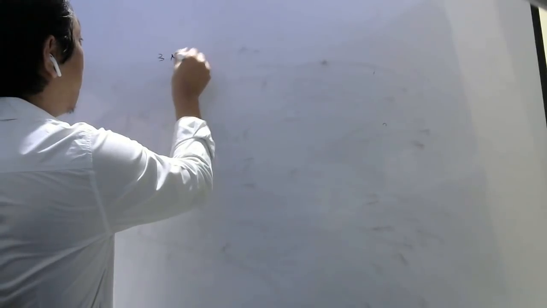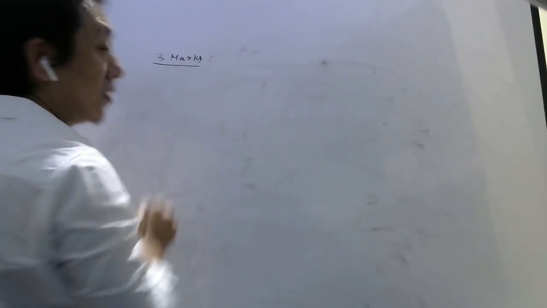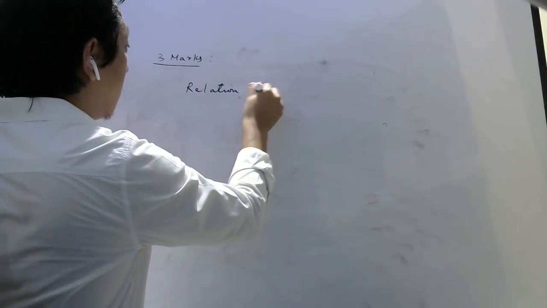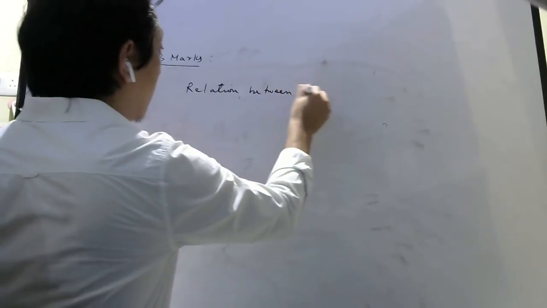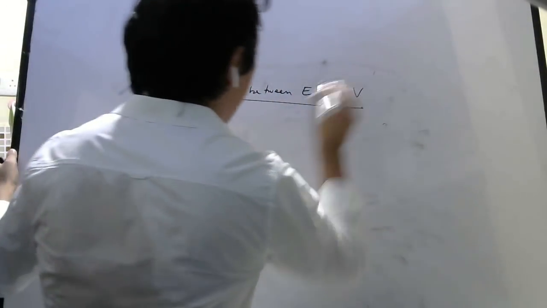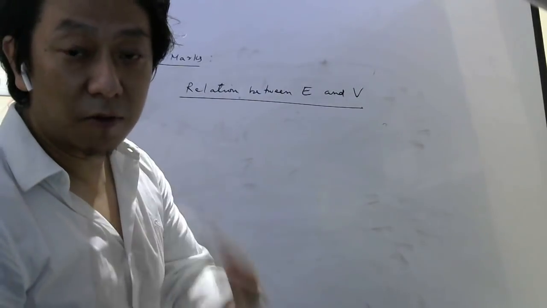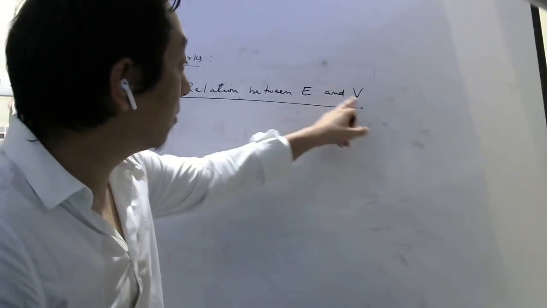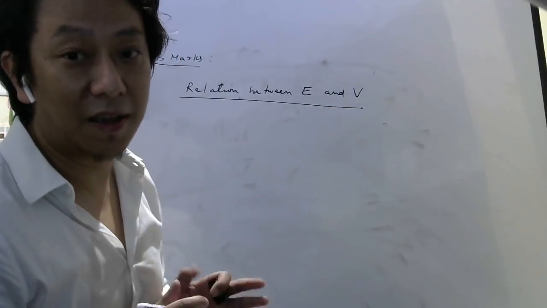So let us do one very important derivation. In 3 marks it will come for exam. The question is: derive the relation between electric field and potential. So we want a relation between electric field and potential. So what relation do they have? Okay, so look carefully.